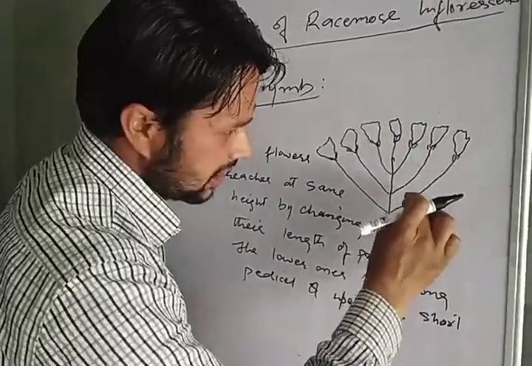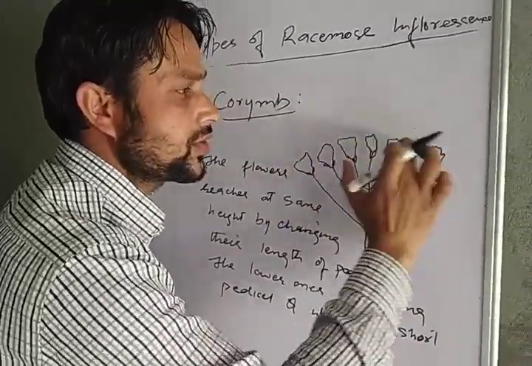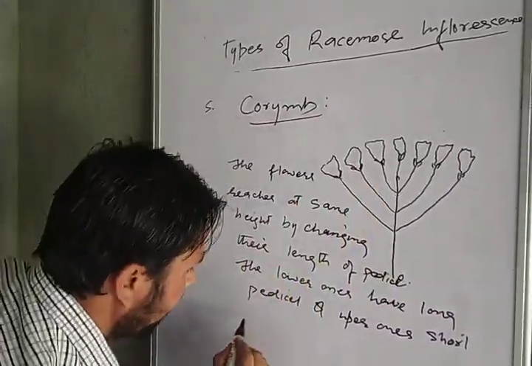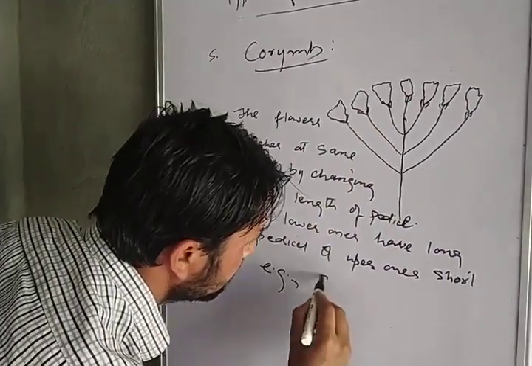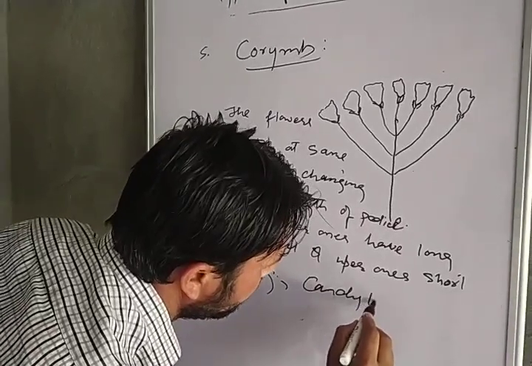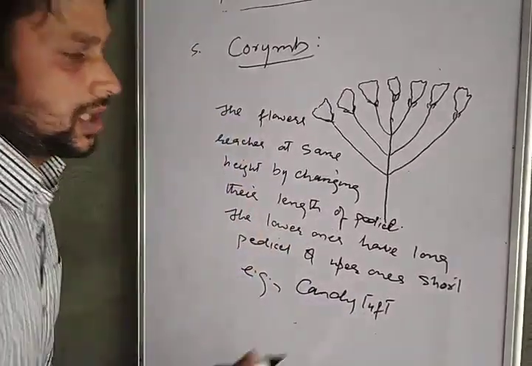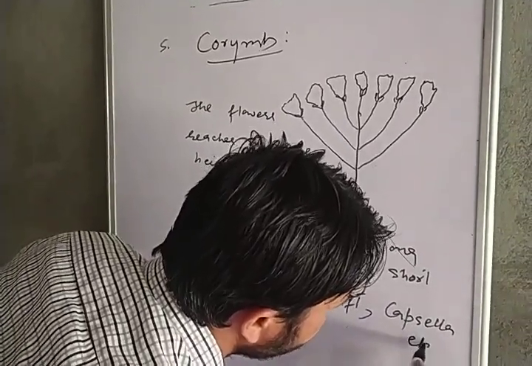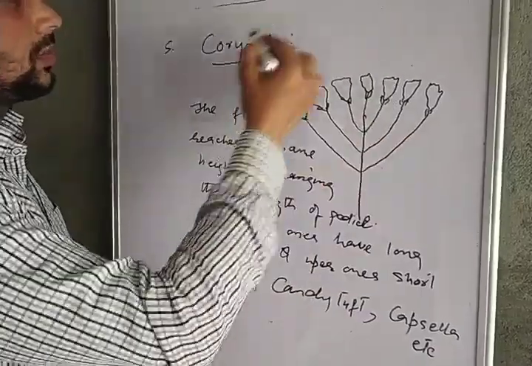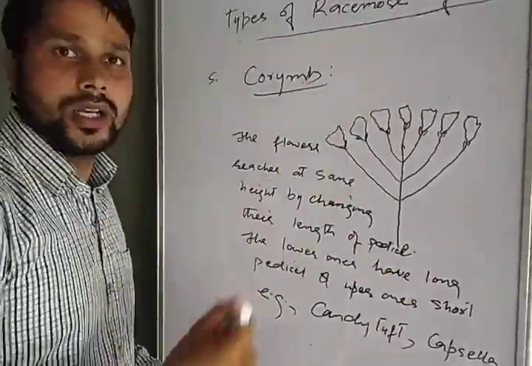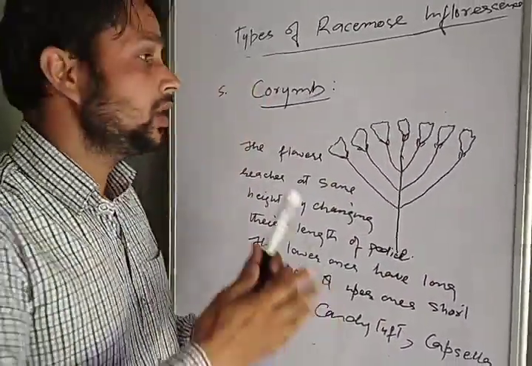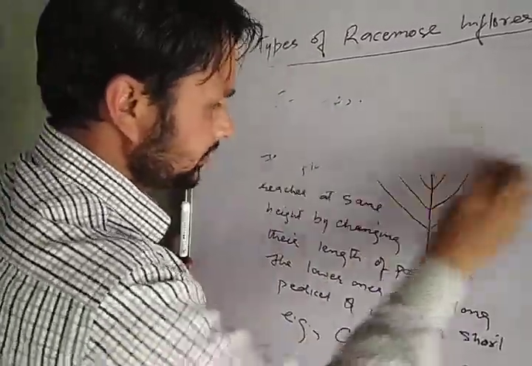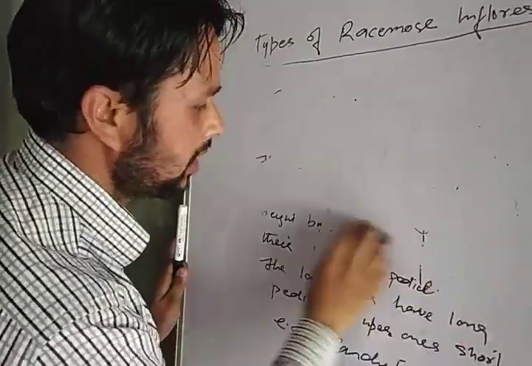The flowers change the length of the pedicel in order to reach the common height, the same position, and this is known as corymb type of inflorescence. If we write examples, we can say candytuft, capsella, etc. Okay, these are the examples of the corymb type of inflorescence, and I hope you know the corymb type of inflorescence. Now the next one is the umbel type of inflorescence.